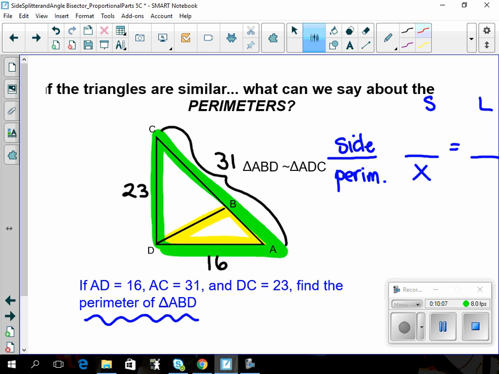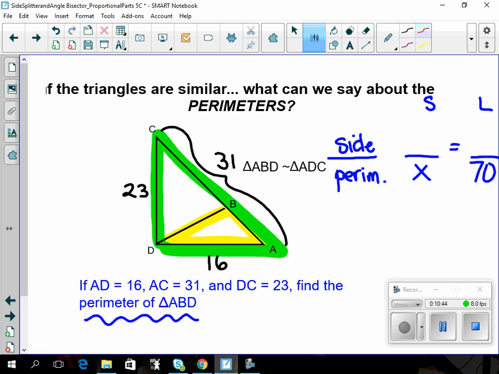So I need to fill in the rest of it with numbers that I can come up with. What other numbers can I fill in? Do I know the perimeter of the big one? I sure do. I just add them. The green triangle is my big triangle, right? Add up all the sides. That's the perimeter. What is 23 plus 31 plus 16? 70. Good, Halen. So I get 70.